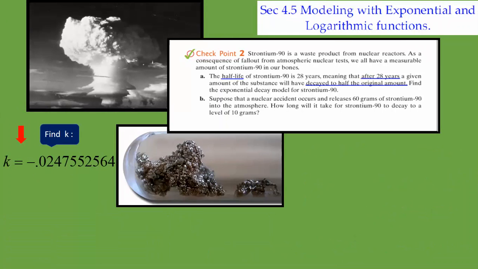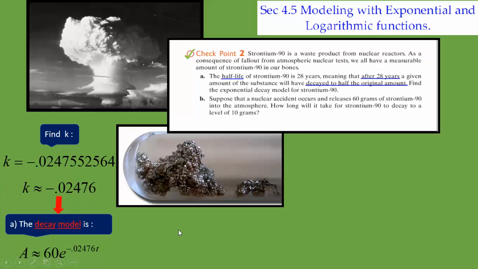So now we take this value of k, and it has a lot of digits. So what I decided to do was to approximate k to 4 significant digits. So here k is approximately equal to negative 0.02476. And so now that I know the value of k, I have my decay model or decay formula. So here, the amount of strontium-90 is given by this formula. So A is approximately equal to 60 times e raised to the negative 0.02476t.